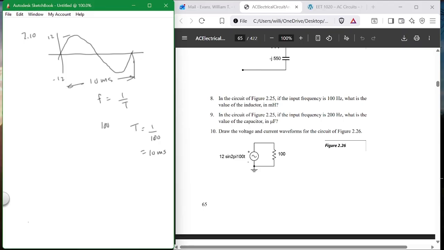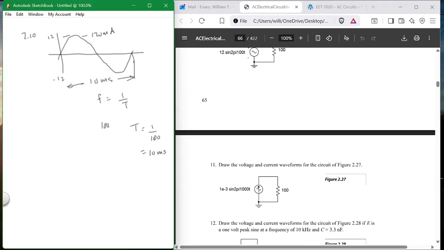11, same thing. That's the voltage, and what would be the current? They asked for the current as well. Well, the current would be that divided by 100. So it's the same exact picture, except it's 12 divided by 100, which would be what? 120 milliamps. So it would be the same circuit, but the peak would be at 120 milliamps. That's number 10.